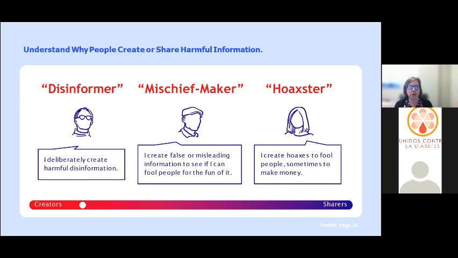So here, with the spectrum that we have below, from creators to sharers, are some prototypes of people who create or share harmful information. There are people categorized as disinformers; they deliberately create harmful disinformation. Others can be described as mischief makers. They create false and misleading information because they like to trick and fool people, purely for their own enjoyment. And then hoaxsters like to create hoaxes to fool people, and they may actually get a financial gain by doing so.